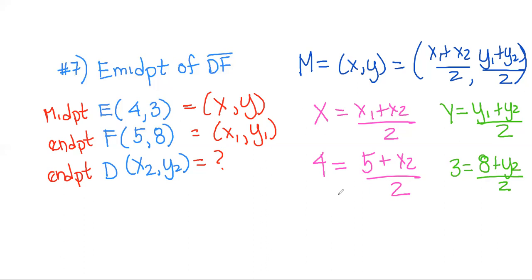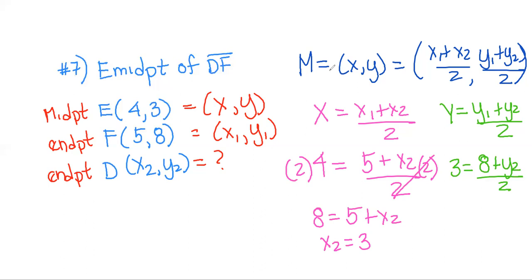So basically, I'm going to be cross multiplying. I could cross multiply, or I am multiplying 2 to both sides so I can cancel this out. I get 8 equals 5 plus X2. Then I subtract 5 on both sides. So that will give me X2 equals 3.